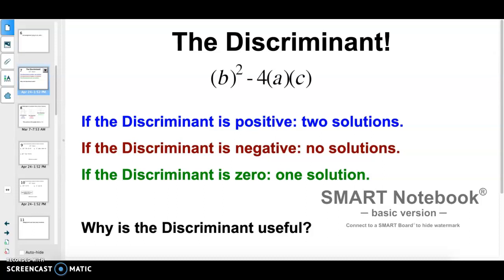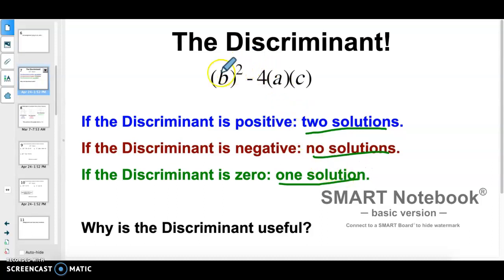So a place where we can use this idea of plugging in values into a formula is in something called the discriminant. The discriminant lets us decide how many solutions a quadratic equation should have. If your discriminant is a positive number, you're going to have 2 solutions. If your discriminant is a negative number, you'll have no solutions. And if your discriminant is 0, you'll have 1 solution.